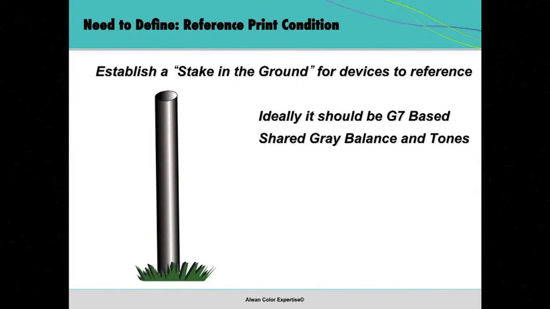Now, the problem when we talk about many digital devices and large format devices is that we don't necessarily want to build G7 curves. Ideally, we want to build an ICC profile that defines the gamut of my output condition, and then we do a color conversion based on an ICC profile reference condition to make my output device match our stake in the ground.